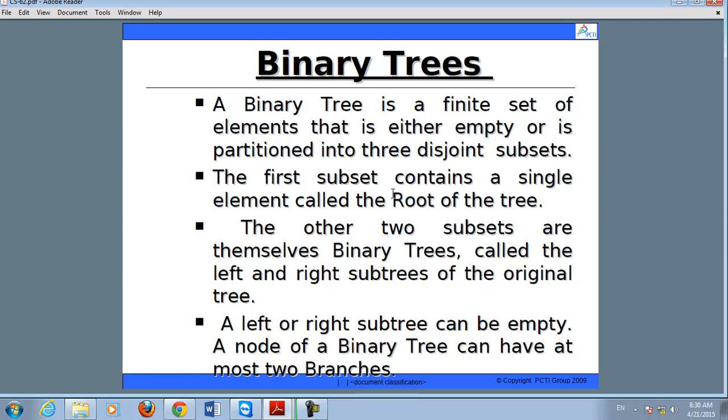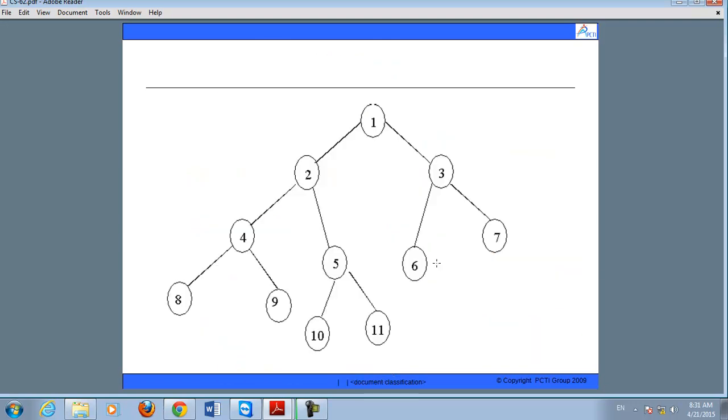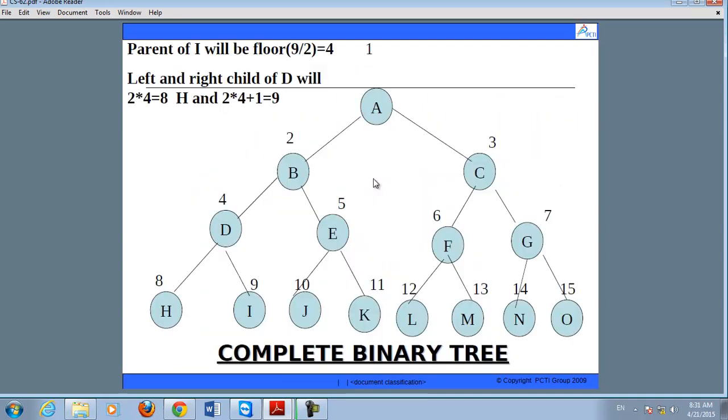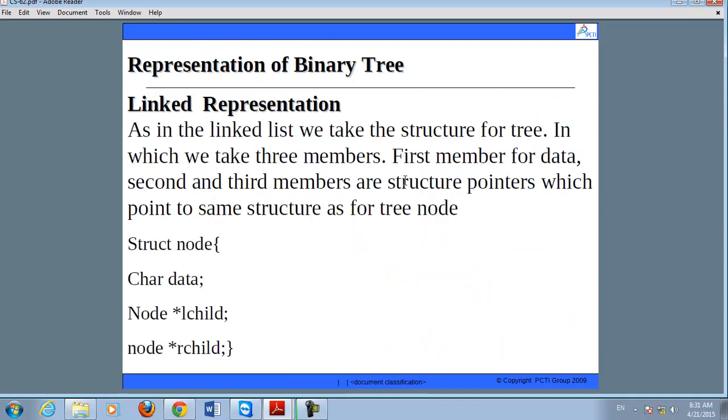नाउ बाइनरी ट्री क्या होता है? इट इज अ फाइनाइट सेट ऑफ एलिमेंट that is either empty or is partitioned into three disjoint subsets, that is root, left and right subtrees. You can see here a binary tree. Then strict and complete binary trees, we had already discussed about these types of binary trees.